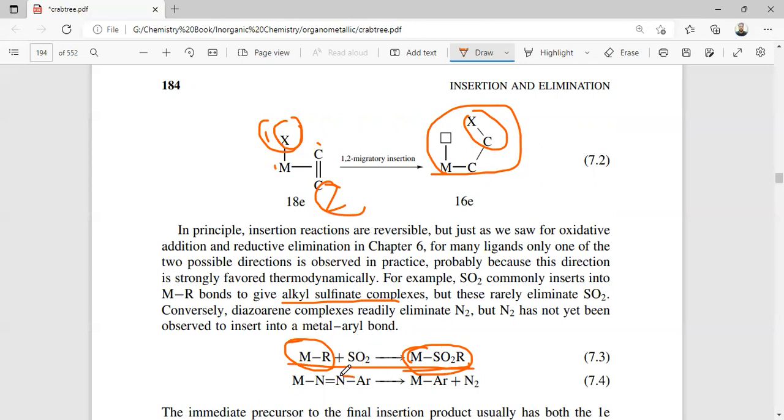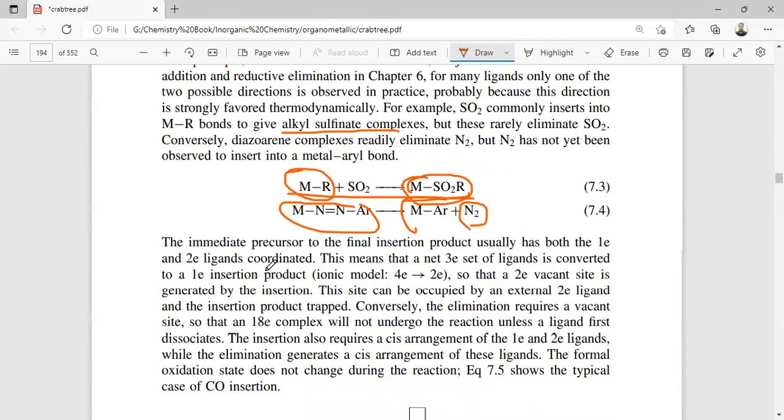And in another case, the N=N-Ar is eliminated to form this M-R and N2. N2 does not insert between the M-Ar bond. So that also goes in one direction. So which direction the reaction will occur depends on the ligand. So here thermodynamics plays a crucial role in whether insertion or elimination will occur.